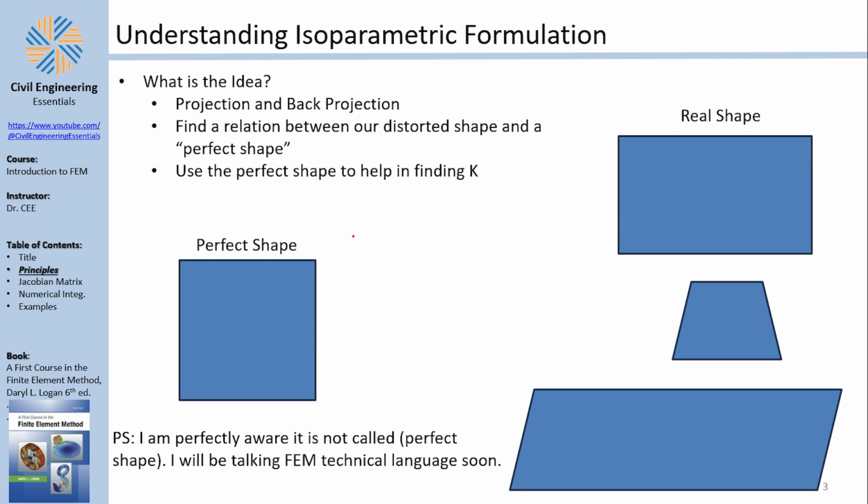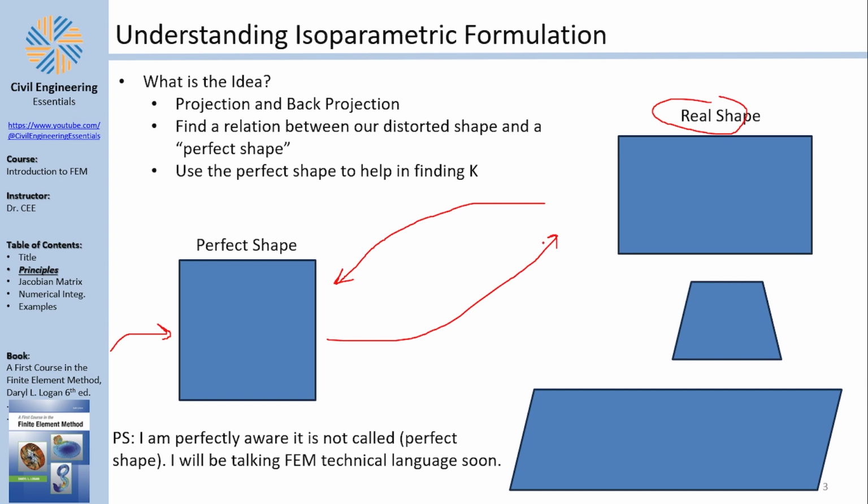Now I'm going to use simplified language, and I will be talking about the finite element jargon in the next video, or even sometimes in this video. But to simplify, we try to project the real shape, which is on the right side, into a perfect shape, and use the perfect shape to try to find a stiffness matrix. So there is a projection and back projection happening. We're going to project the real shape onto a perfect shape, formulate the problem for the perfect shape, and then back project to the real shape.